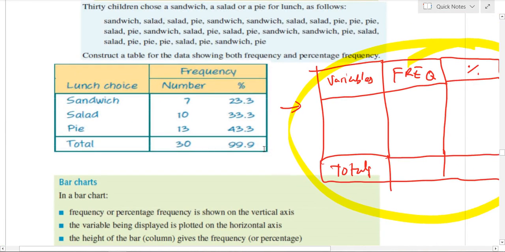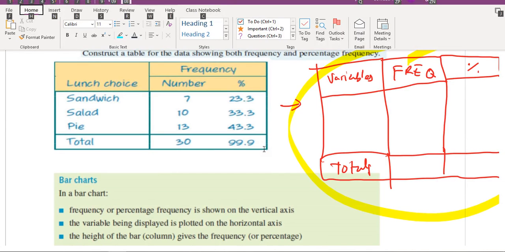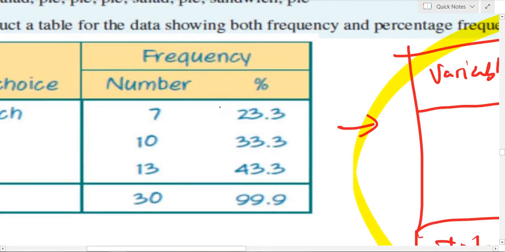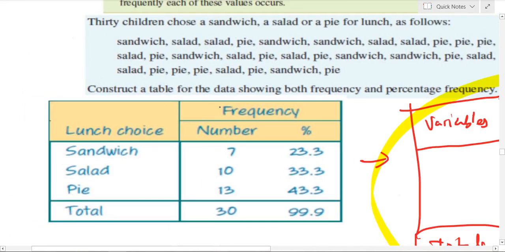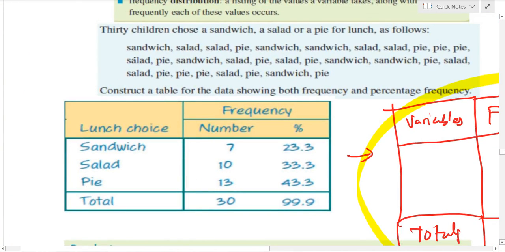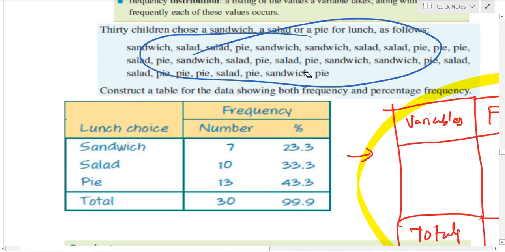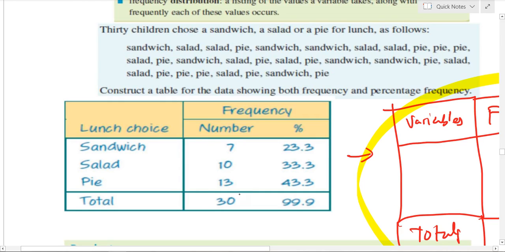Now in this case, let's look at the data that we're working with, the kids. I can see that 7 people liked sandwich. If you look at this, you've got 1, 2, 3, 4, 5, 6, 7. So they've put 7 as a frequency for that. Then you've got 10 people that like salad, so there should be 10 salads in here. You've got 13 people that like pie, so there'll be 13 pies in here. And there are the numbers there. In terms of the total, add them all up. That's what you put in the bottom here. Altogether, there should be 30. And the percentage total should obviously be 100, or 99.9, but that's fine.